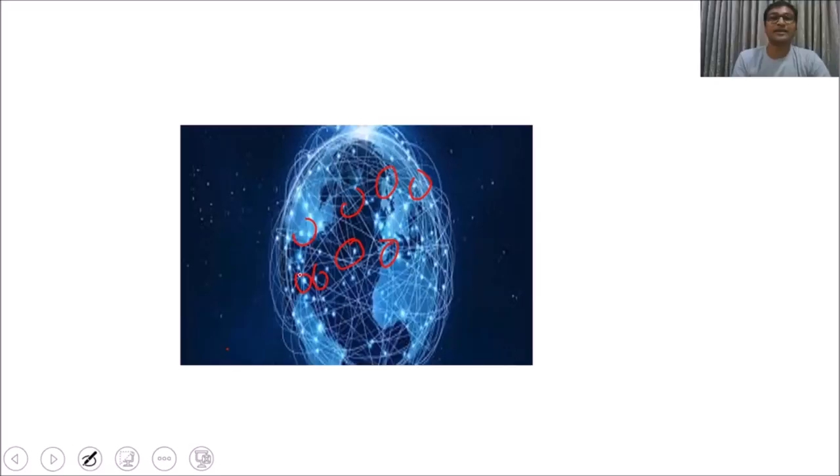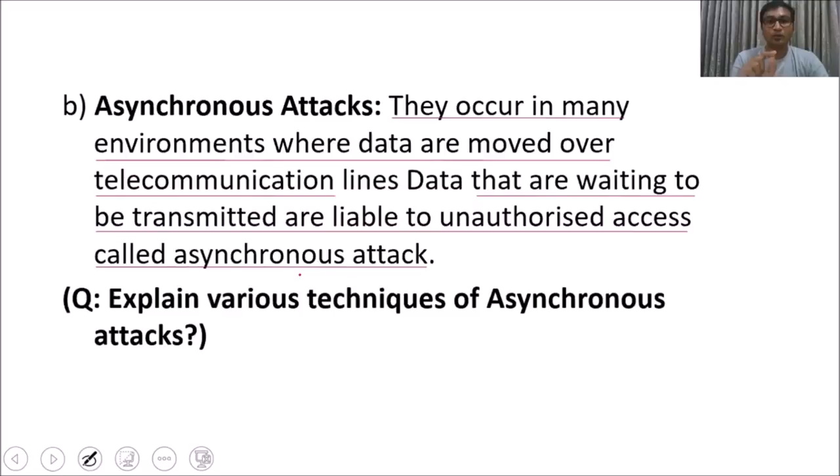Look at the explanation. They occur in many environments where data are moved over telecommunication lines. Data that are waiting to be transmitted are liable to unauthorized access, called an asynchronous attack. Now in your study material, a huge paragraph with a little bit complicated definition is given. I have modified this definition a little bit so that you can easily understand. Data which is transferred over the network, hackers always try to intercept by creating traffic, and they use multiple techniques to intercept the data. Those attacks are known as asynchronous attacks.